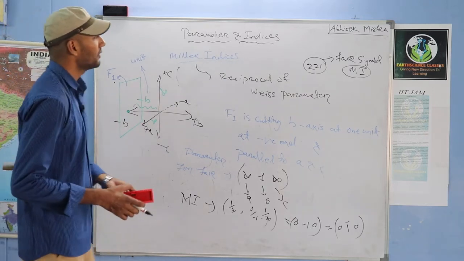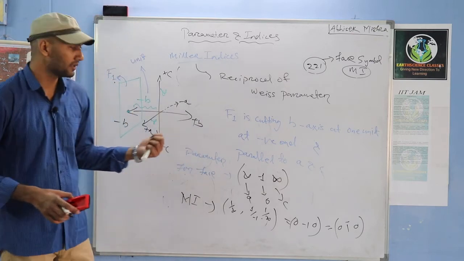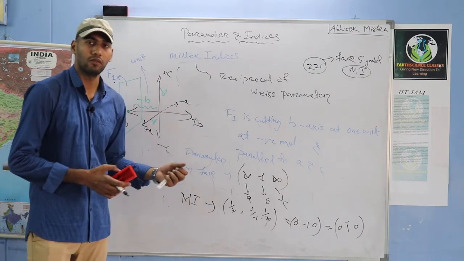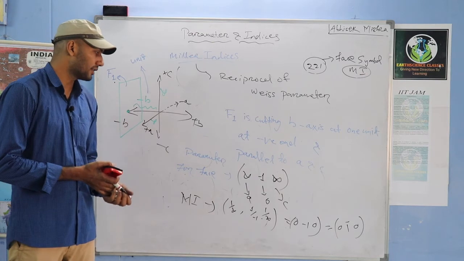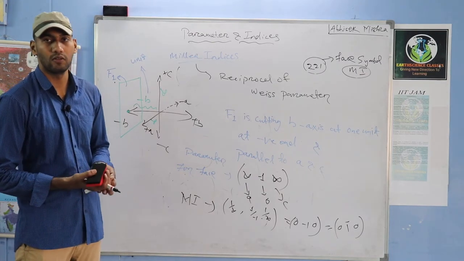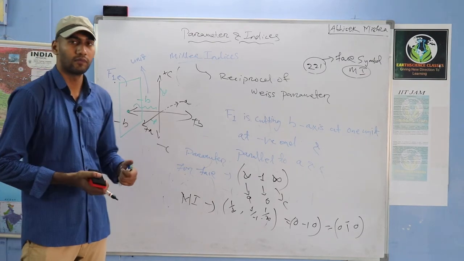Okay, so this is all about your parameter and indices. Then we will consider zone and all. I'll discuss regarding phase, what is zone, what is axis. Okay, thank you.